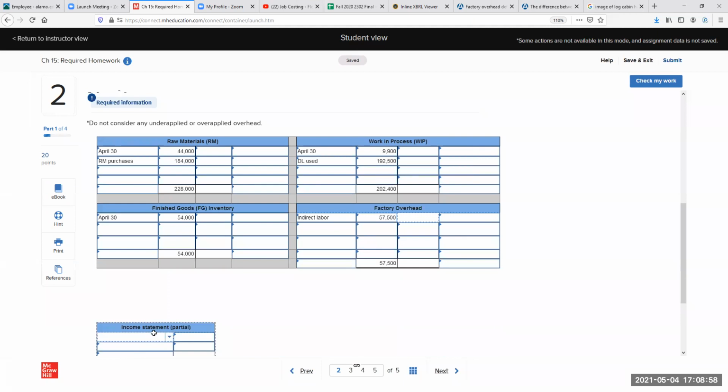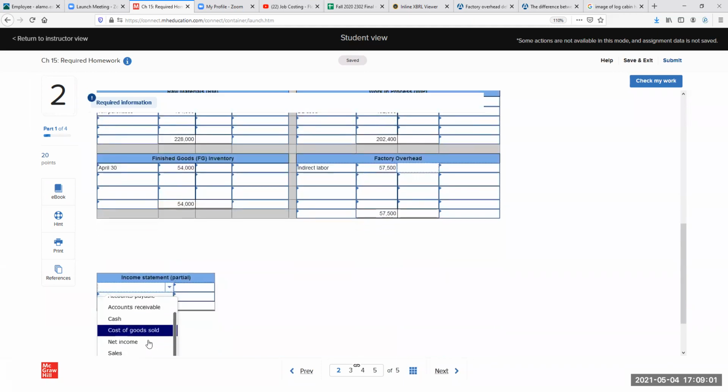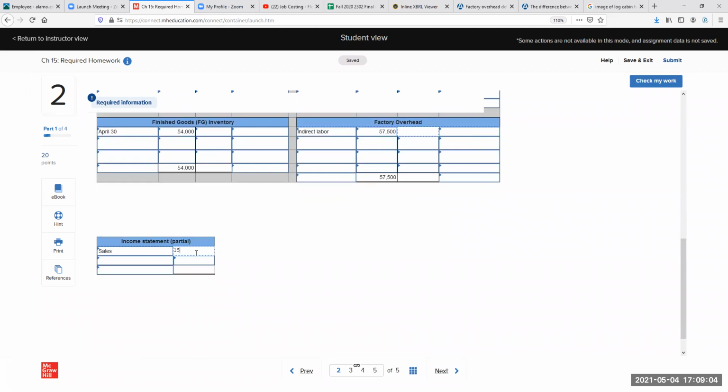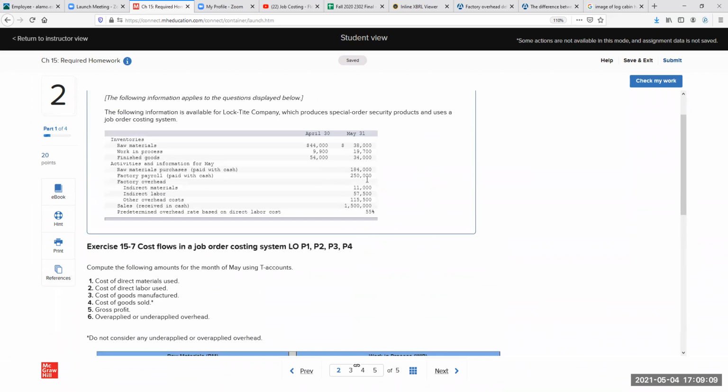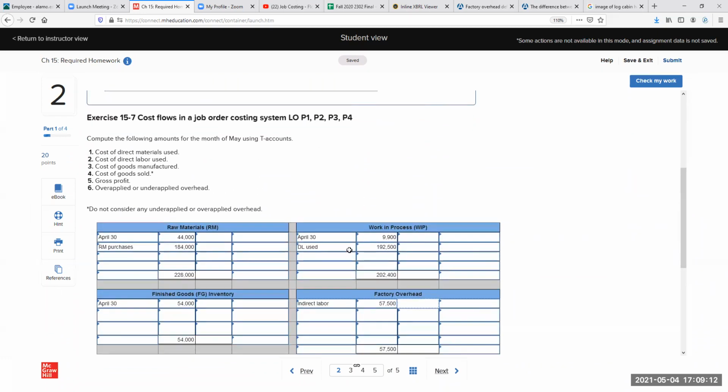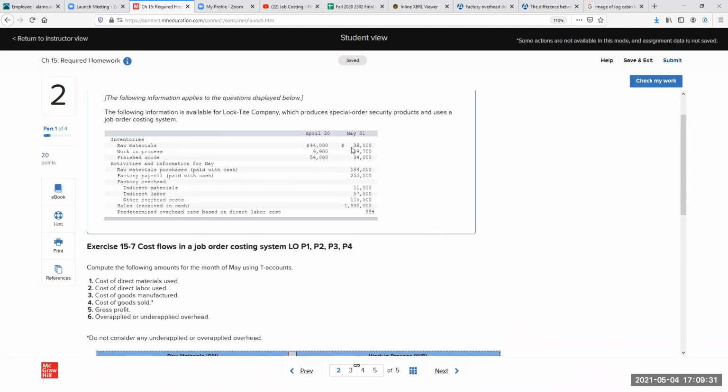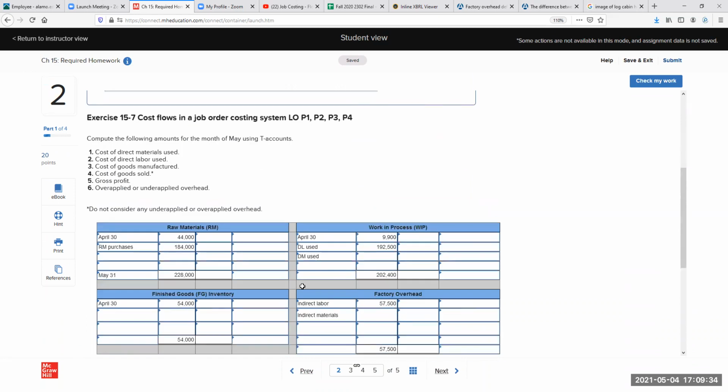Well, we can put sales. They want an income statement too. So again, we're going with what we know. So now this is as much as we know. Now we have to calculate some things because I need the direct materials too. See, work in process, I need to know the direct materials. How much materials got used? And down here are the indirect materials. Well, how do we figure that out? We had 44,000. We bought 184, so we got 228. But how much do we have at the end? 38,000. So how much got transferred out?